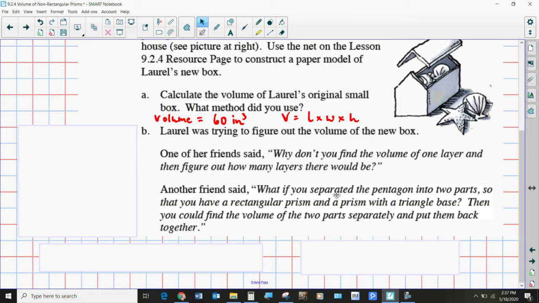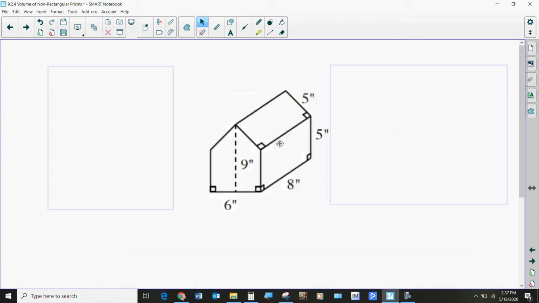So another friend said, what if you separated the pentagon into two parts so that you have a rectangular prism and a prism with a triangular base, which you could do, but let's just stick with what we're going to do. So here's a picture. If you're looking, you would have seen this in the online book. These are the dimensions of her box that she wants. The pentagon has, from the top of it all the way straight down, 9 inches, and this dimension here is 6 inches.